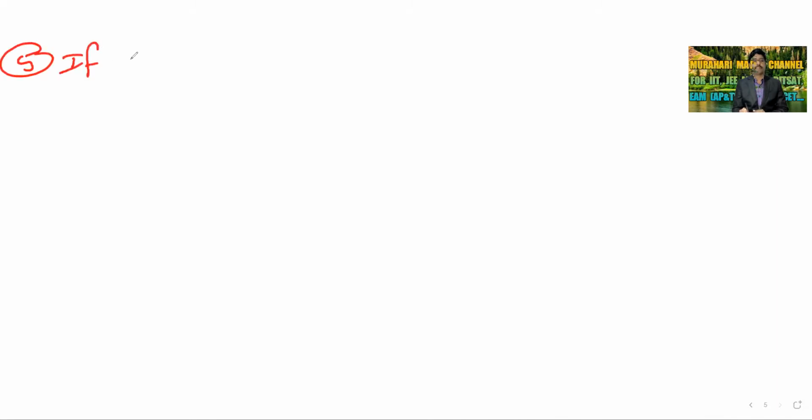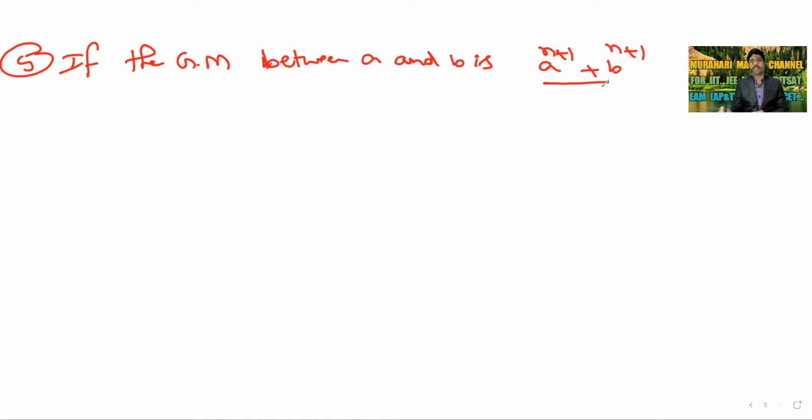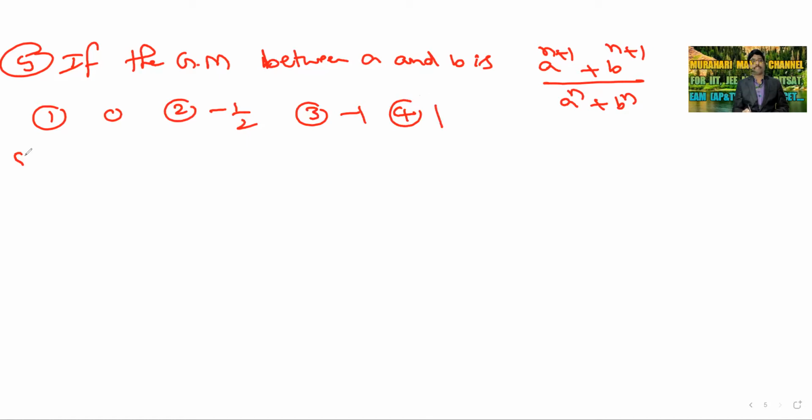If the geometric mean between A and B is (A^(n+1) + B^(n+1)) / (A^n + B^n), then n is: option 1, 0; option 2, -1/2; option 3, -1; option 4, +1.